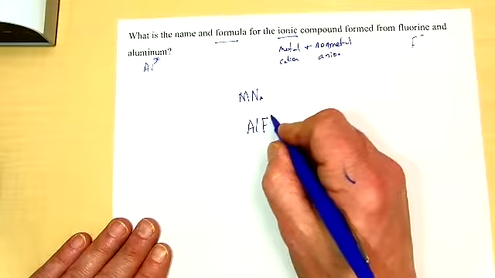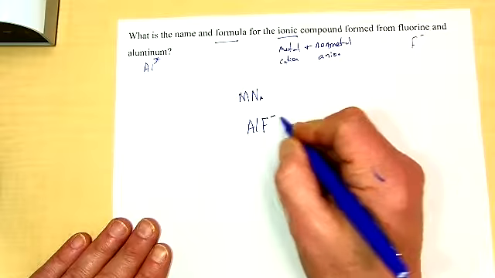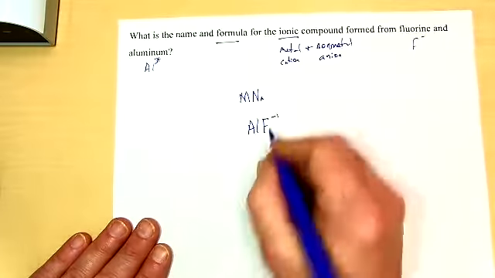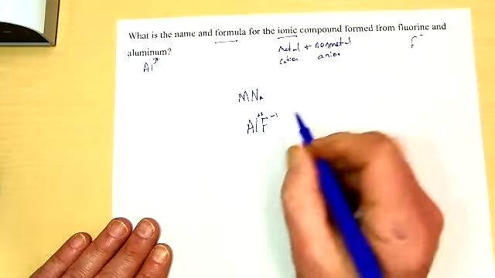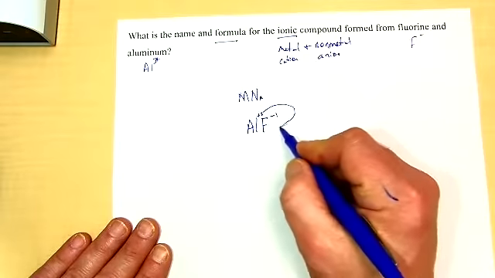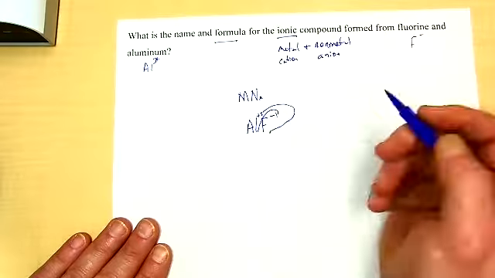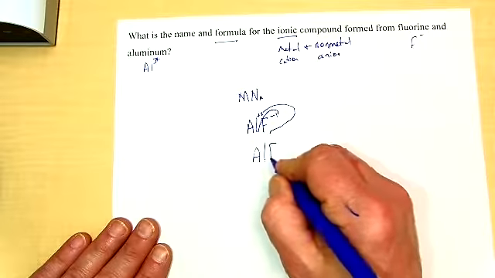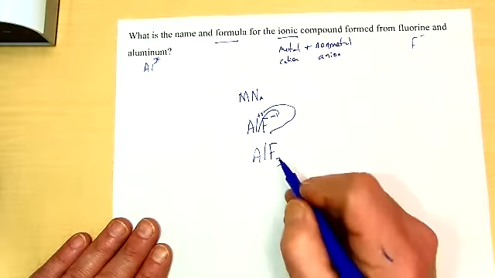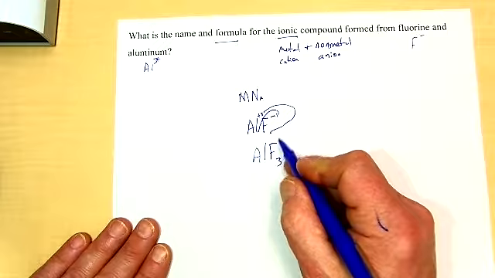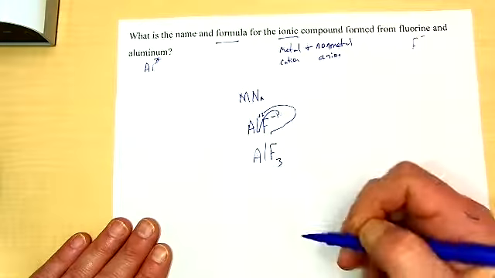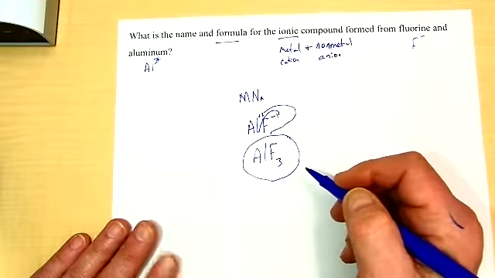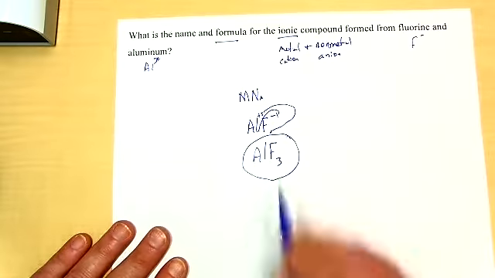One thing that people like to do, and I think this is a good way to do it, is you have your minus charge there. We'll give it a -1 just so that we know what that number is. And then we have our +3 here. So people do what's called crisscross. So the 3 goes here and the 1 goes here. So we would have Al1, which we don't actually need to write, F3. So then we have 3 times a -1 is equal to a -3, and that will balance out that +3 on the aluminum. So this is our compound, and we would call it aluminum fluoride.